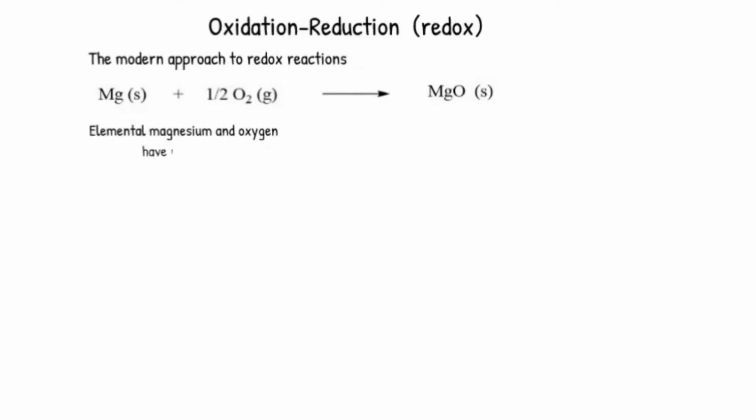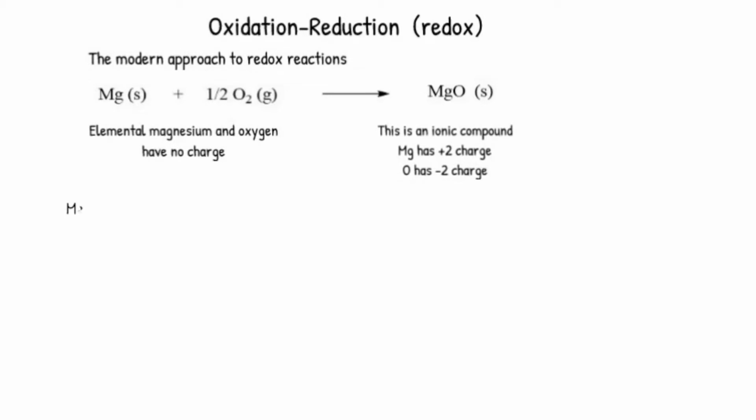The modern approach to redox reactions is to assess the exchange of electrons between reactants. For example, in the reaction between elemental magnesium metal and oxygen to give magnesium oxide, we would need to assign the oxidation state, which is also called the oxidation number. I will explain with examples how to do this later, but for now, we will call oxidation state a charge. So both elemental magnesium and elemental oxygen have no charge. With the ionic product, magnesium is +2 and oxygen is -2.